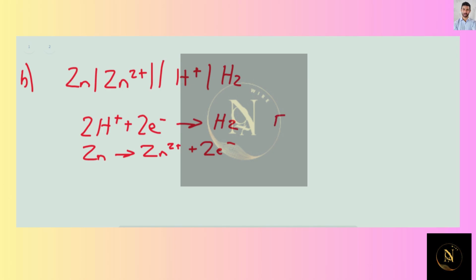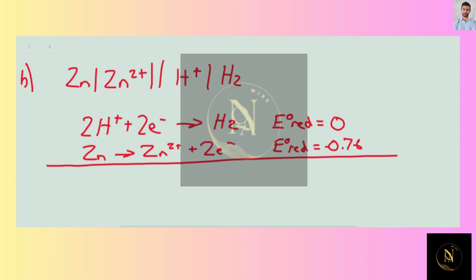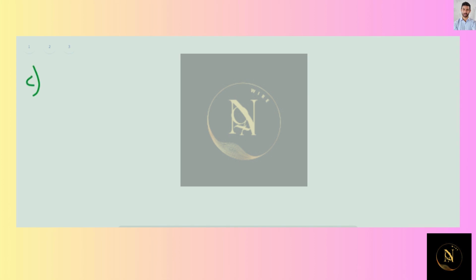So the standard reduction potential for the hydrogen reaction is, of course, 0, since it's our standard. And for zinc, it is negative 0.76. So now we can write the whole reaction. We have zinc plus 2 hydrogen ions producing zinc 2 plus and H2 gas. And our standard EMF value will be equal to 0 minus negative 0.76, so it will be 0.76 volts. So now we can move on to part C.